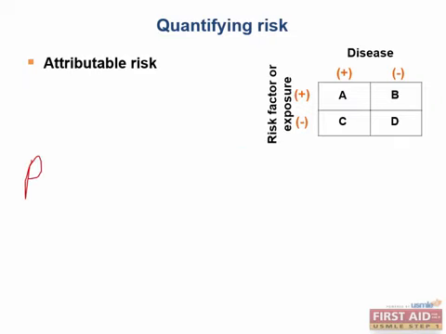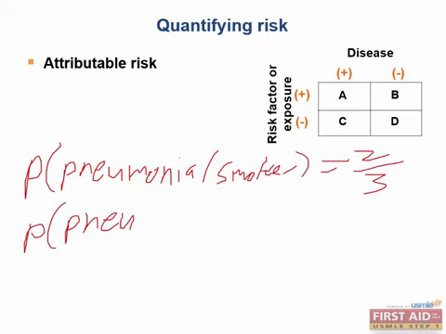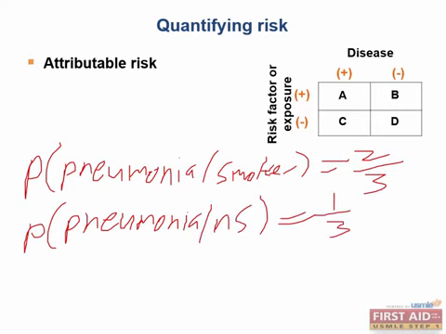For example, we can see that if the probability of getting pneumonia as a smoker equals 2/3, while the probability of getting pneumonia as a non-smoker equals 1/3, we could conclude that the proportion of pneumonia occurrences attributable to smoking would be 2/3 minus 1/3, which of course equals 1/3.